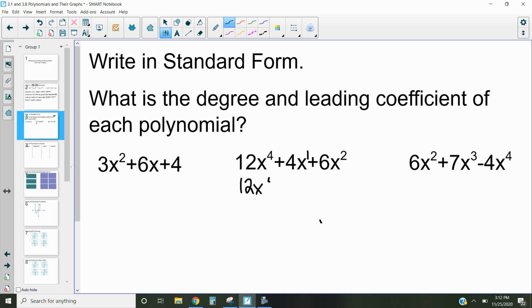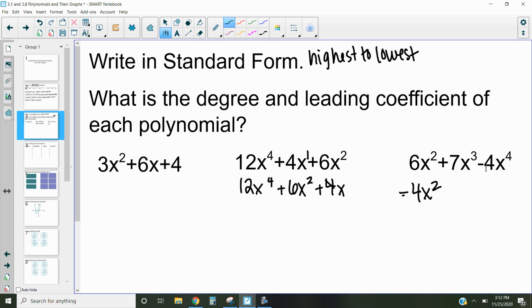We've got 12x to the fourth plus, now we're going to put this 6x squared next to it, and then plus 4x. Fantastic. Now let's take a look at this last one here and ask ourselves, is this in standard form? So does it go from highest exponent to lowest exponent? Well, I see 2, 3, 4. Now this goes from lowest to highest, but remember, standard form is always going to be highest to lowest. So that means we need to rewrite this polynomial from highest to lowest exponent. So we're going to start with this negative 4x to the fourth. Notice how the sign comes right along with it. And then plus our 7x cubed plus 6x squared.